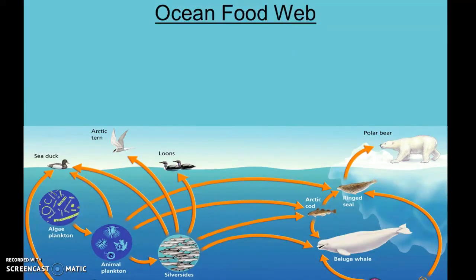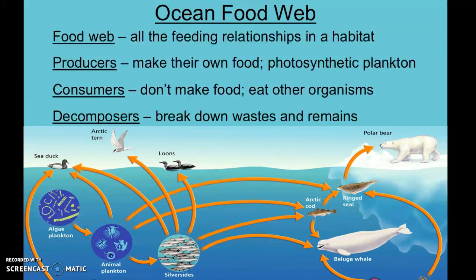Then ocean food webs. These are some different terms that I just wanted to review really quickly that applied to food webs we talked previously about with ecosystems, but also apply with aquatic and ocean-based food webs. So a food web is just going to be referring to all the different feeding relationships in a habitat. So what eats what else.